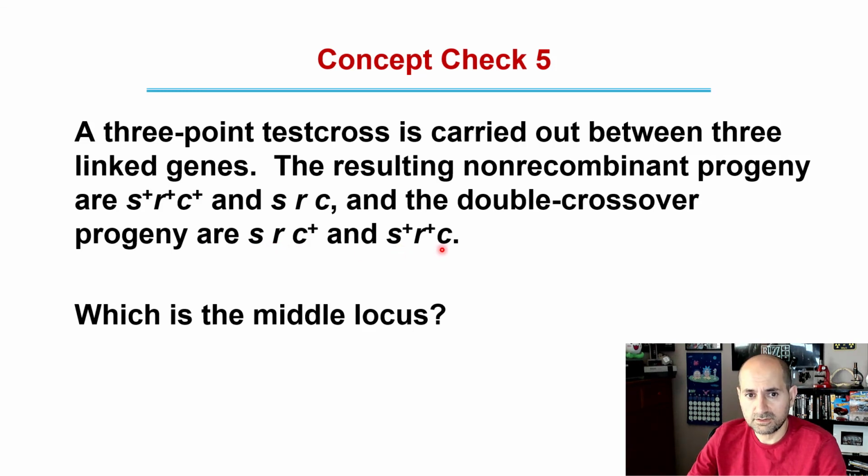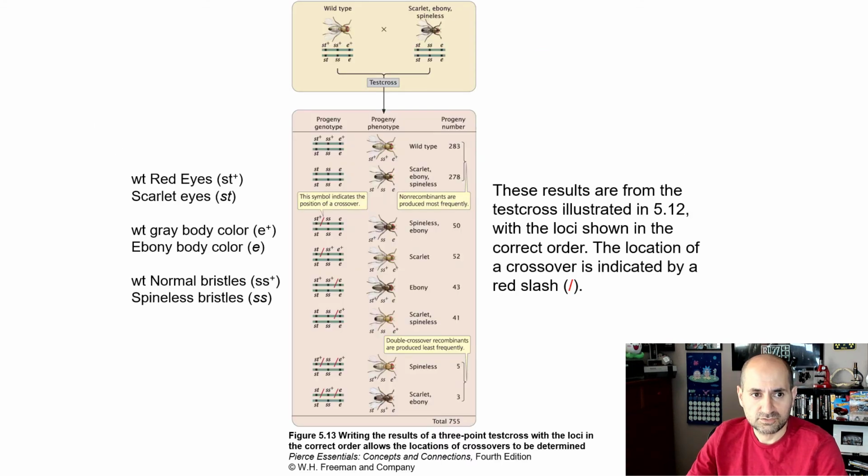So which one is the middle locus? Which one of these alleles is in the middle? Well, the only one that doesn't belong is this C. This C has swapped with that C plus. You see the C's have swapped places, so the C locus is the middle locus. And that's going to give you the least number of progeny in these 3-point test crosses. So going back to that example from before, we were correct.